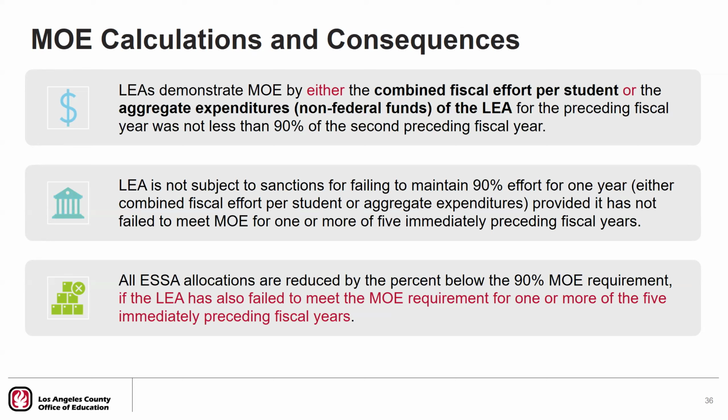So for ESSA programs, the state agency must demonstrate that either the combined fiscal effort per student or the aggregate expenditures of the LEA from state and local funds in the preceding year was not less than 90% of that for the second preceding fiscal year. And if the LEA fails to meet that minimum level in a given fiscal year, and for one or more of the 5 immediately preceding fiscal years, then all ESSA program funds must be reduced in the same proportion to which the LEA failed to meet that 90% requirement.